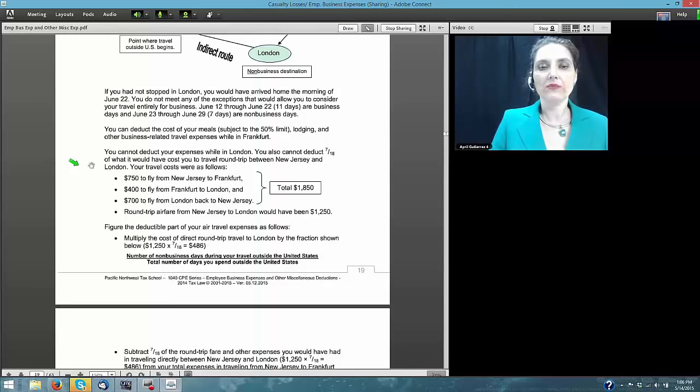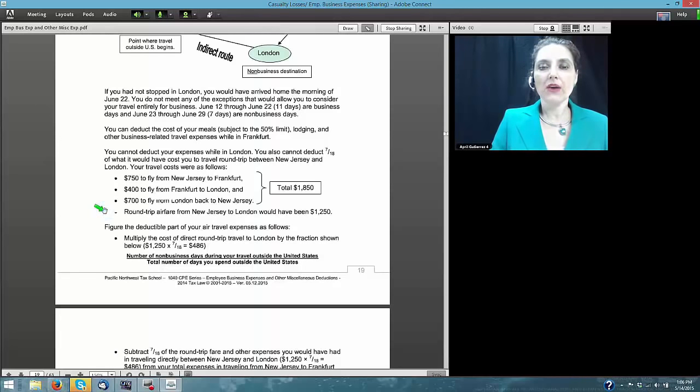The travel costs were as follows. You paid $750 to fly from New Jersey to Frankfurt. You paid $400 to fly from Frankfurt to London, and you would have paid $700 to fly from London back to New Jersey. So the total cost of airfare was $1,850. Now, the round-trip airfare between New Jersey and London, if you had bought a ticket for that, would have been $1,250.